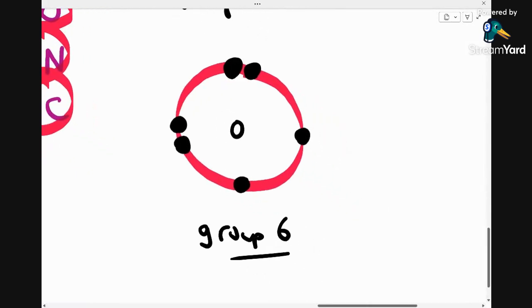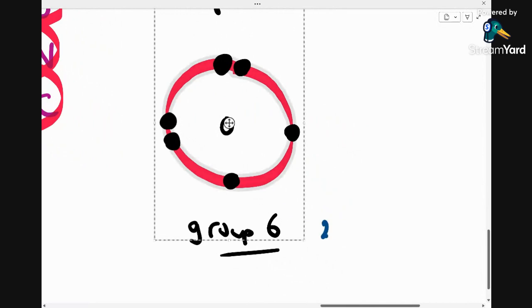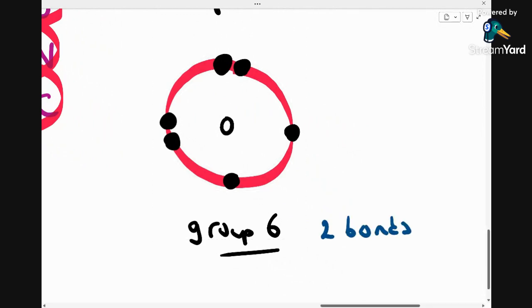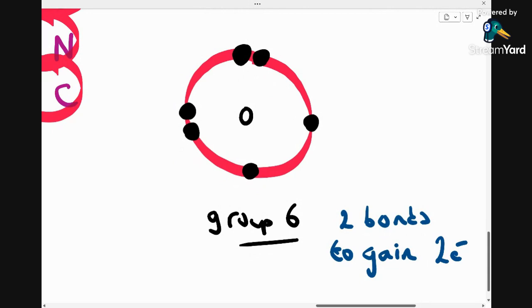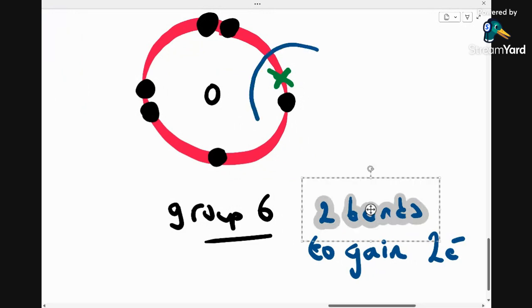So it's going to make 2 extra bonds. Okay, it will make 2 bonds, 2 covalent bonds are made to gain 2 extra electrons. So I'm going to show that here. So we're going to make a bond with an atom that has an electron to give, so maybe something like hydrogen here. So if I draw the overlap here, this would be hydrogen.